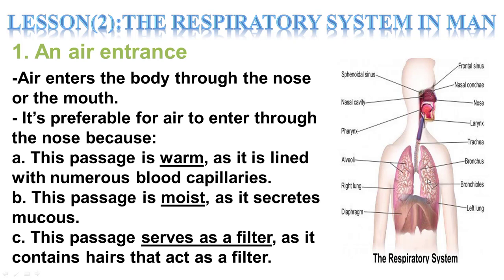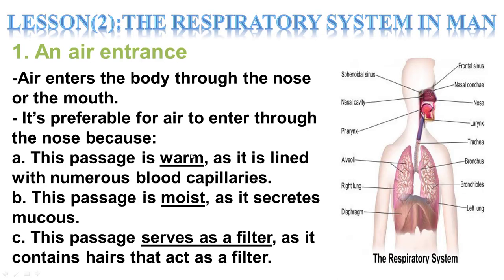We have here two lungs, the left lung and the right lung. The last part is the diaphragm, a muscle that helps in respiration or breathing by going up and going down to decrease or increase the volume of the chest cavity. Let's go to the first knowledge about our respiratory system: air entrance.